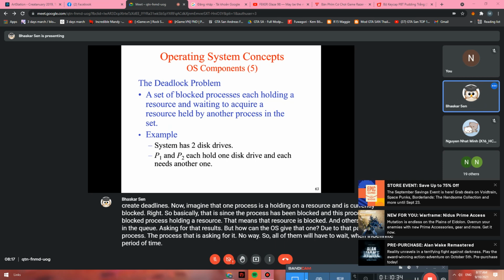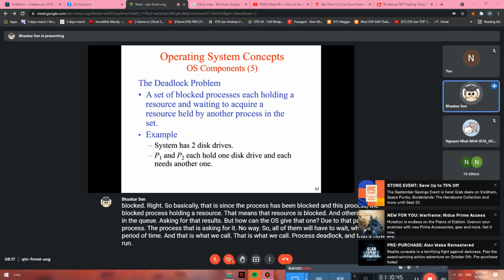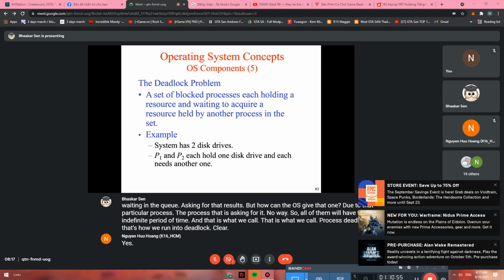That is what we call process deadlock. And that's how we run into deadlock. Clear? Yes. Is it okay?